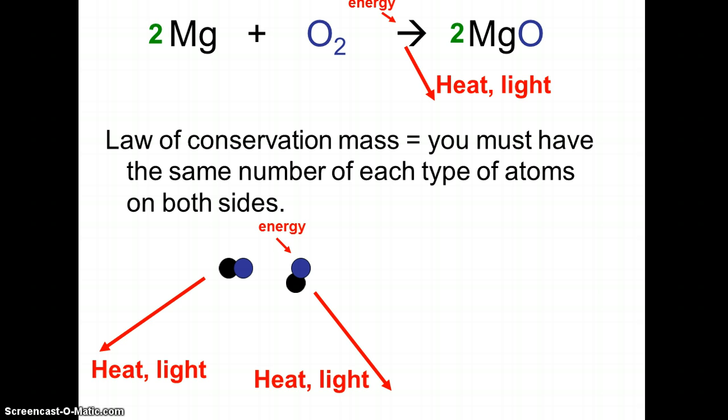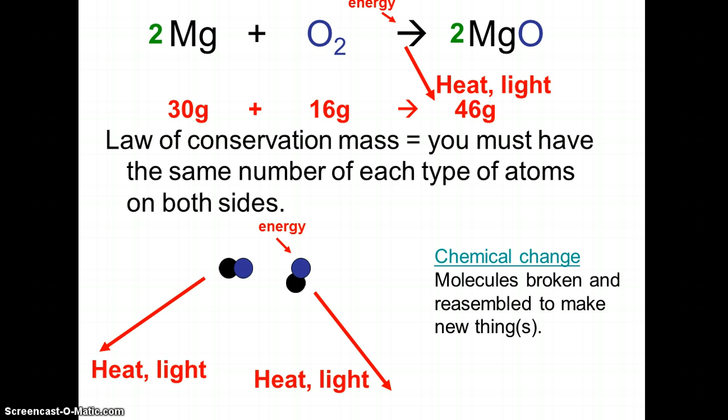The law of conservation of mass means that if we start off with 30 grams of magnesium and 16 grams of oxygen, as magnesium burns and combines with oxygen, we must produce 46 grams of magnesium oxide because every single atom is accounted for in the product. During a chemical reaction or a chemical change, molecules break chemical bonds and atoms reassemble, forming new chemical bonds, making new substances.